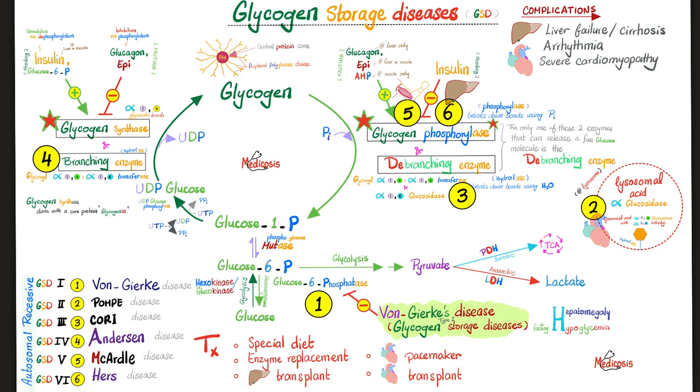How about type 6, which is Hers disease? Same glycogen phosphorylase, but the one that's in the liver. So you get hepatomegaly and fasting hypoglycemia. Complications of all of these glycogen storage diseases include liver failure and cirrhosis, arrhythmia and cardiomyopathy, as well as muscle weakness and muscle destruction. How can we diagnose?